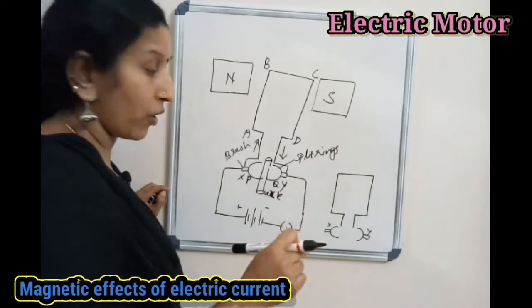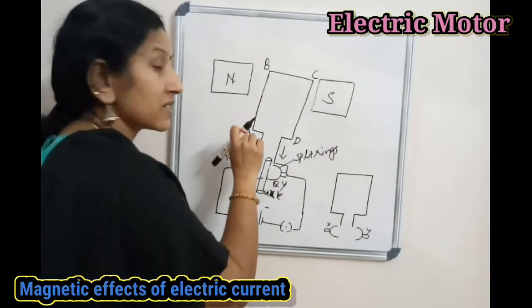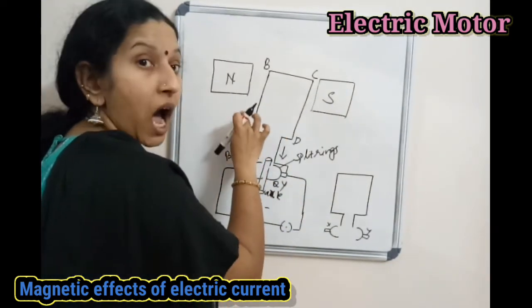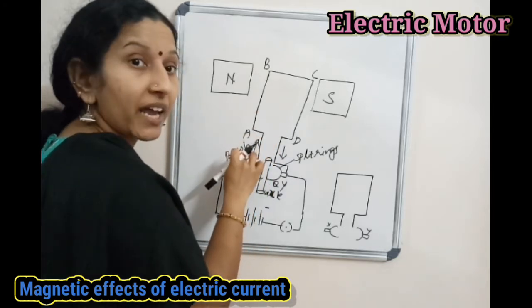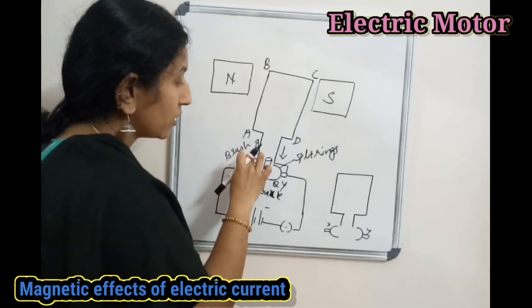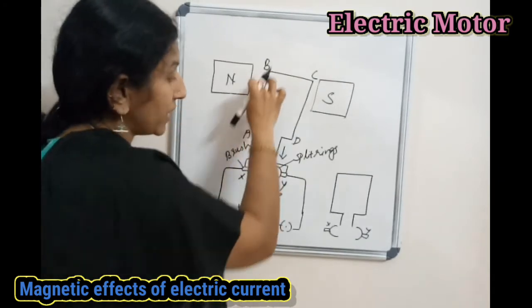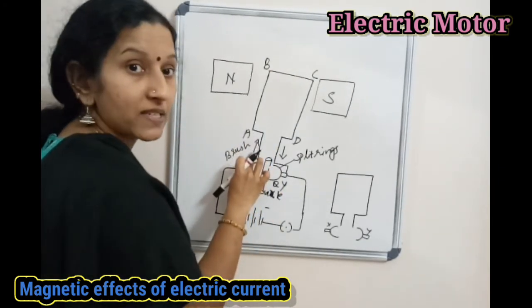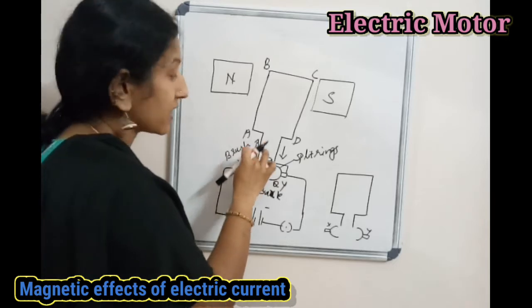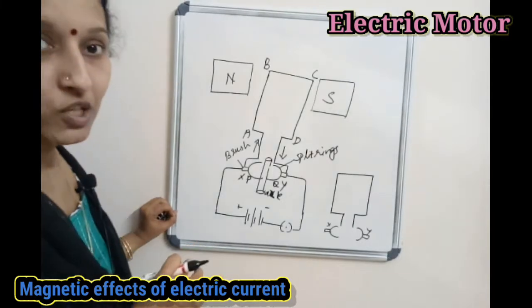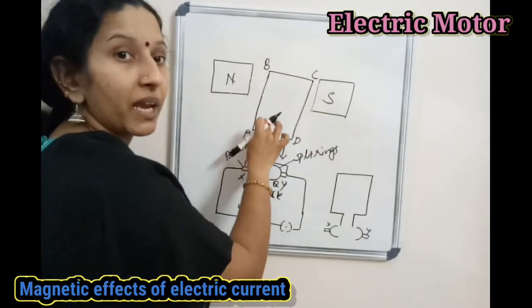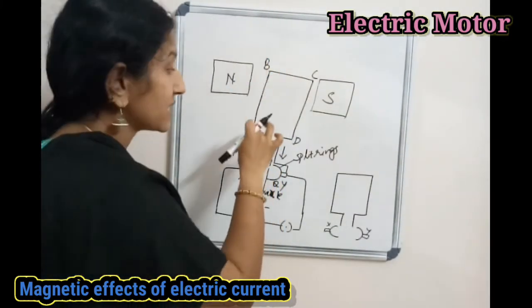Okay, another point, the direction of the current on arm AB. So this is arm AB. The direction of the current on arm AB is from A to B. See the direction, the arrow is up. The upward arrow indicates the current flows through the arm AB in the upward direction, which means A to B.